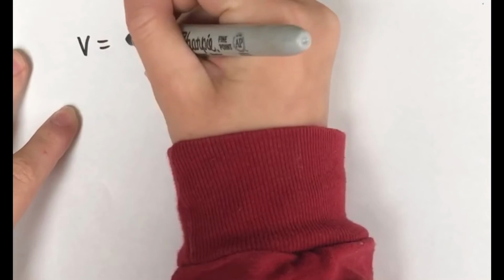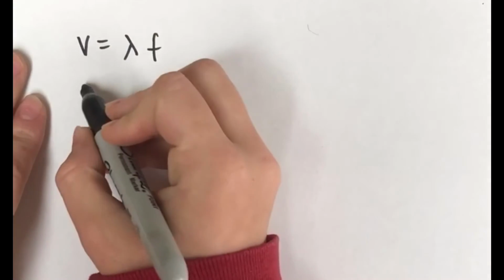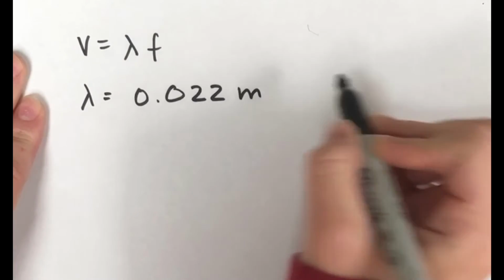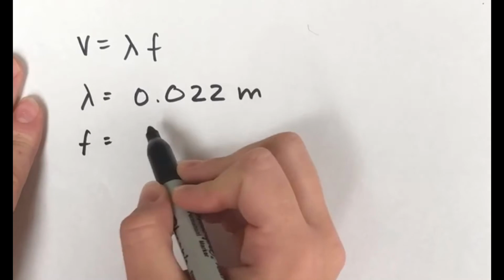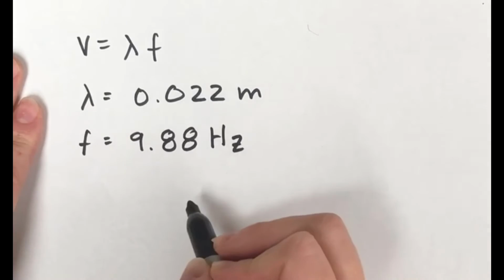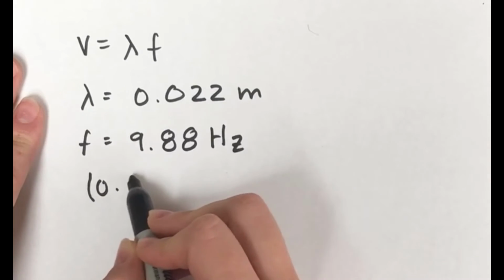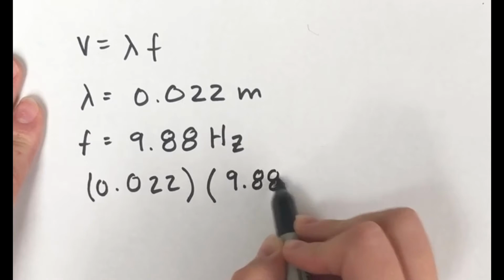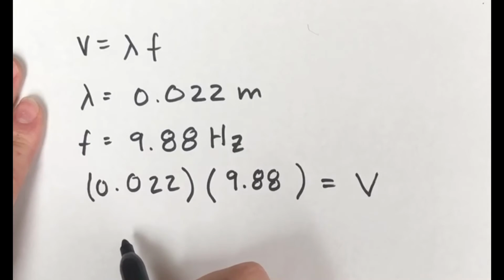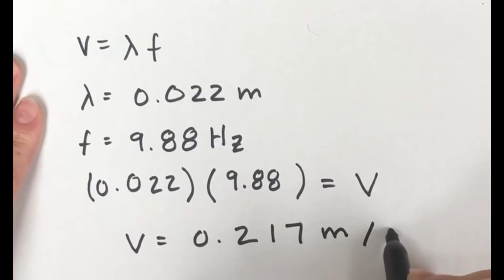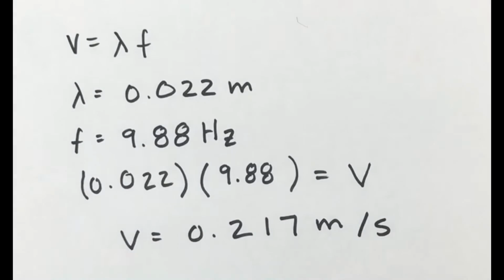Now, to solve for the velocity, we have velocity equals wavelength times the frequency. Our wavelength is 0.022 meters. Our frequency is 9.88 hertz. So, we take the wavelength times the frequency, so 0.022 meters times 9.88 hertz to give us the velocity. Multiply these out, and we get 0.217 meters per second. So the speed of the wave is 0.217 meters per second.